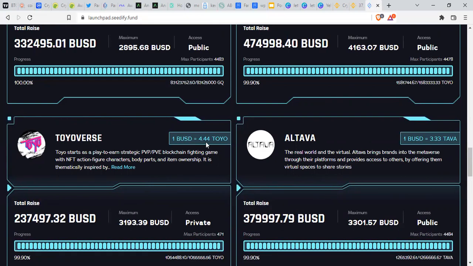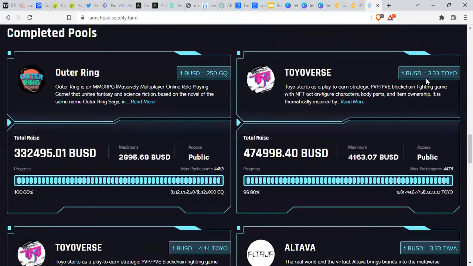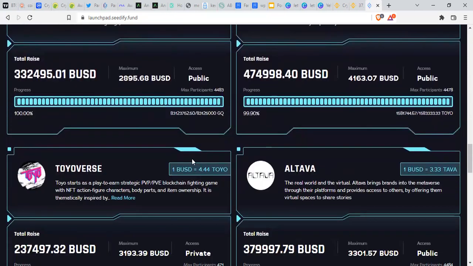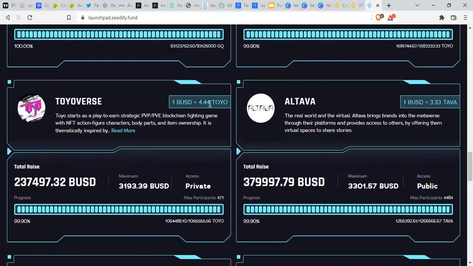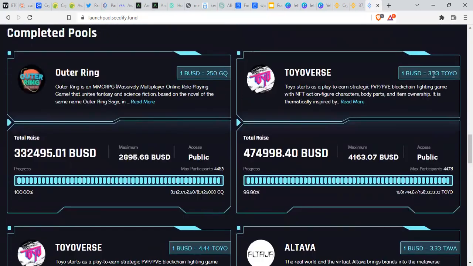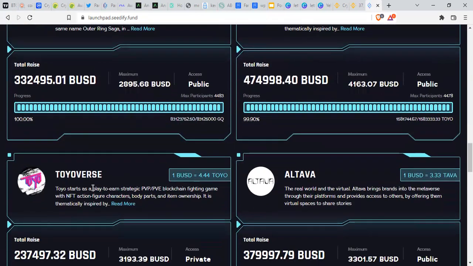Let's see how they operate. One BUSD will get you 4.4 in the private sale. You see, on the public sale, one BUSD gives you 3.3. The price was not the same. Here you were going to get 4.4, and here you are getting 3.3, which is more than a 30% increase. It's from 3.3 to 4.4.